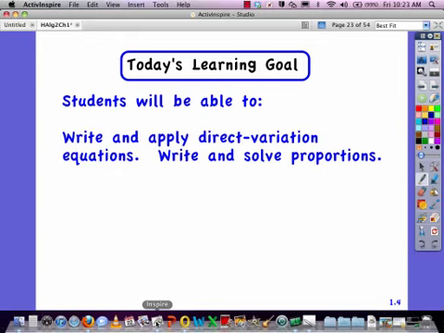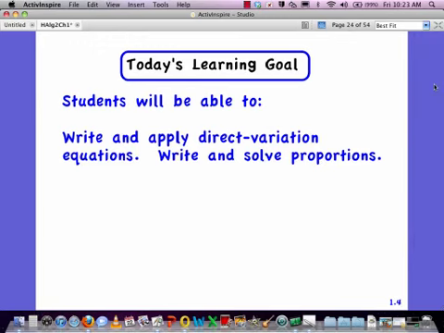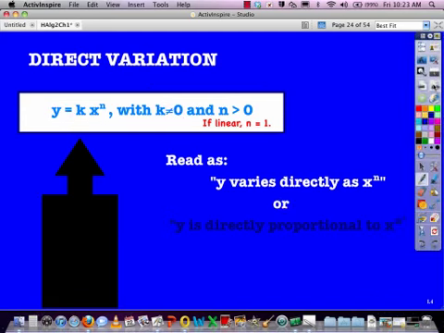Today's discussion and lecture will come from Section 1-4, Direct Variation and Proportions. You can see our learning goal for today will be some new material and some review. Starting with a direct variation. This is the new piece, and we have y equals kx to the n, where k cannot be 0, and n has to be a number greater than 0.